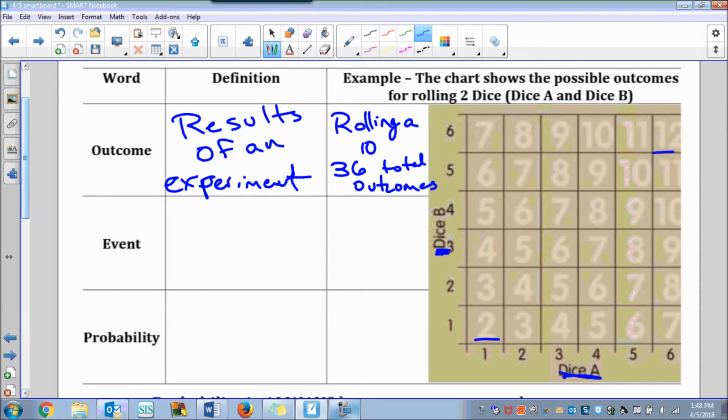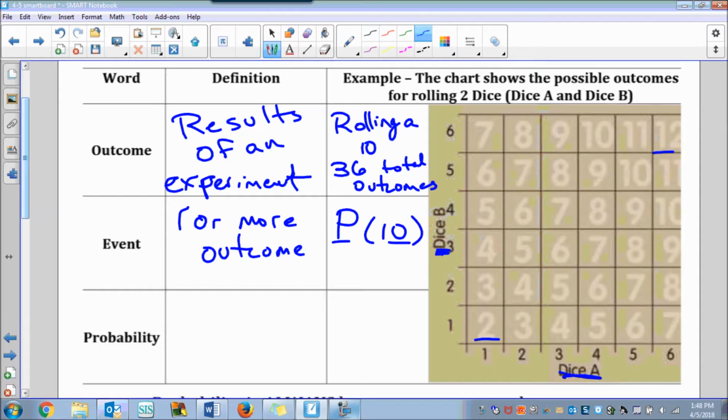Outcomes are really just different things that could possibly happen in an experiment. An event is one or more outcomes. And we're going to write that in a really mathy way. I'm going to use that same example. The chance that we roll a 10, or the probability that we roll a 10, is going to be written like this. The P, or probability, of rolling a 10.